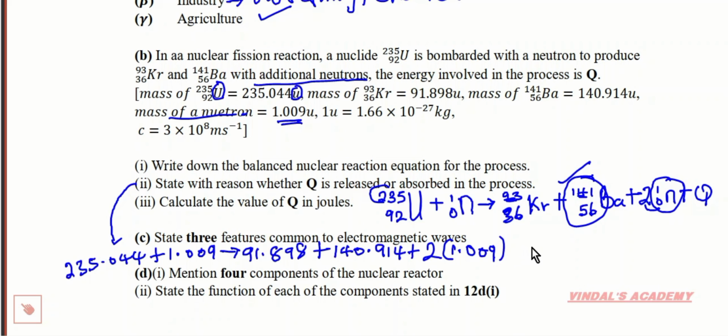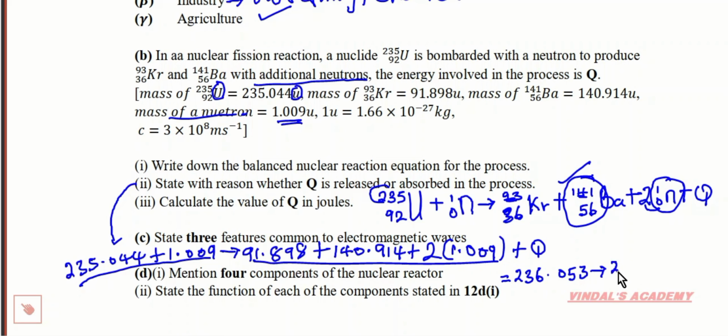So then plus Q. Now if you do this very well, if you add this plus this, the answer is going to give us 236.053. Then if you also add everything on this side, from here all the way to this place, you're going to have 234.826 U. Please, U is there. I'm forgetting it. Then plus Q.